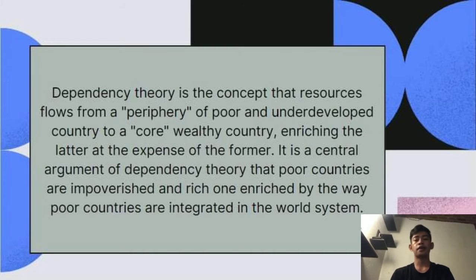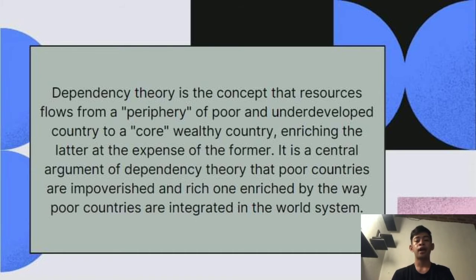Dependency theory is the concept that resources flow from a periphery of poor and underdeveloped states to a core of wealthy states, enriching the latter at the expense of the former. It is a central argument of dependency theory that poor states are impoverished and rich ones enriched by the way poor states are integrated into the world system.